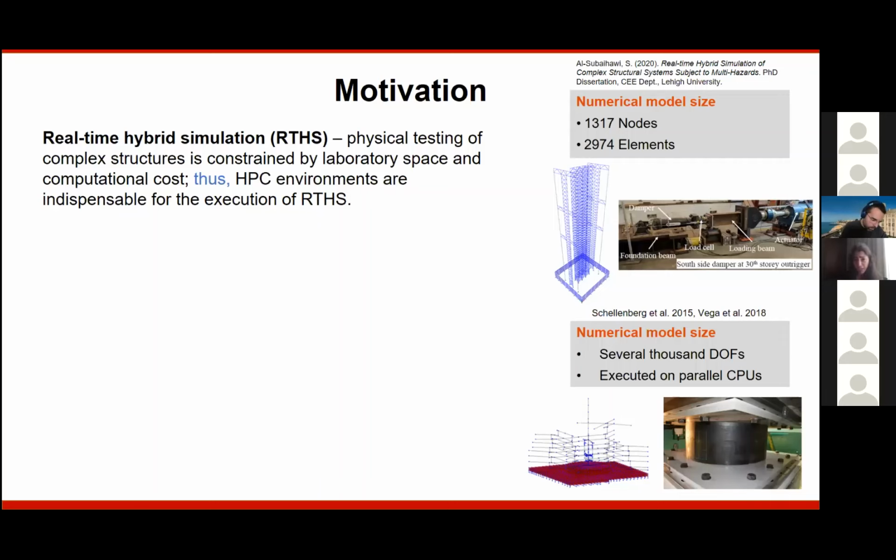So this was a study done at UC San Diego that looked into real-time hybrid simulation of nuclear power plants. The base isolators were tested on the shake table, and they actually did use parallel computing with CPUs to make this pretty complicated model of the nuclear power plant feasible. And so this was one of the first studies using parallel computing for the numerical portion of the model.